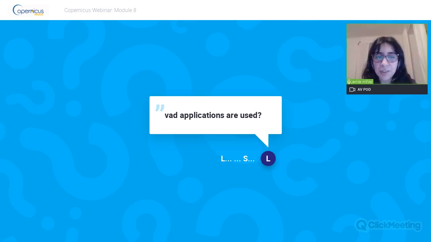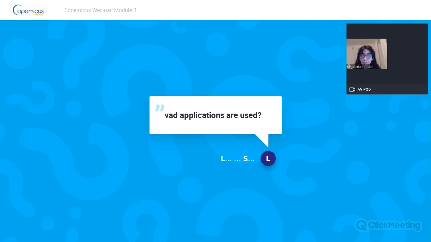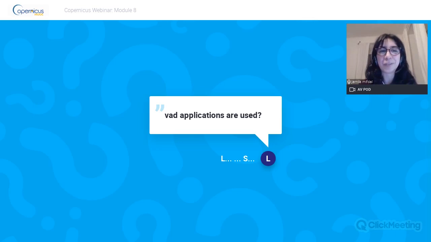VAD applications are used. I don't understand VAD. What is VAD? What applications are used for? Still, the question is quite vague for me. Applications in what? I mean, of the fusion, of optimal transport? Sorry, but I still don't understand the question.